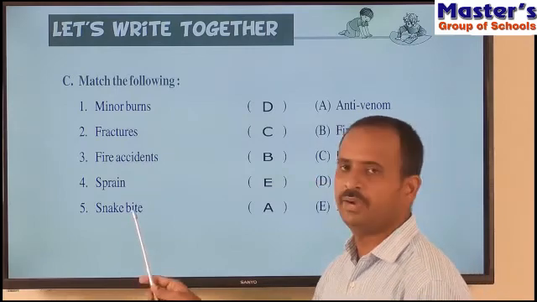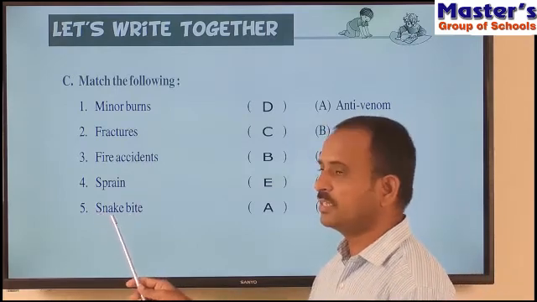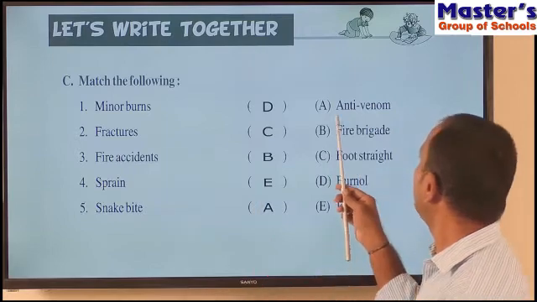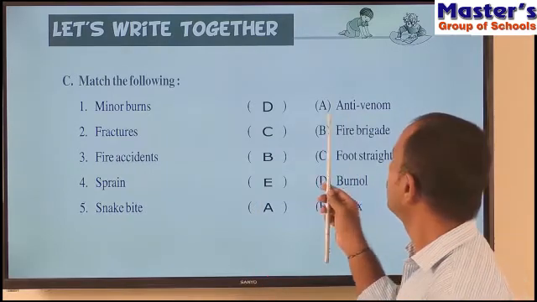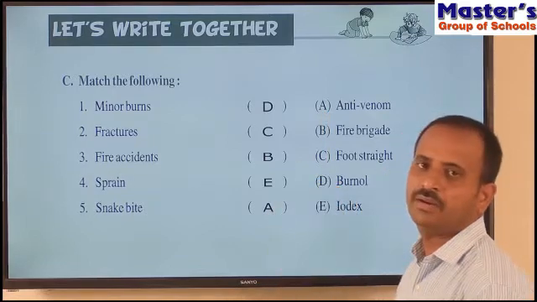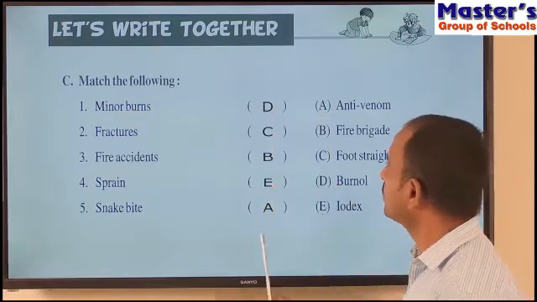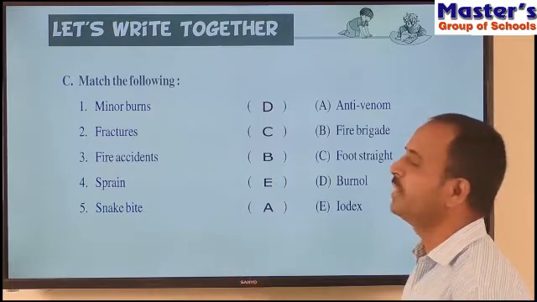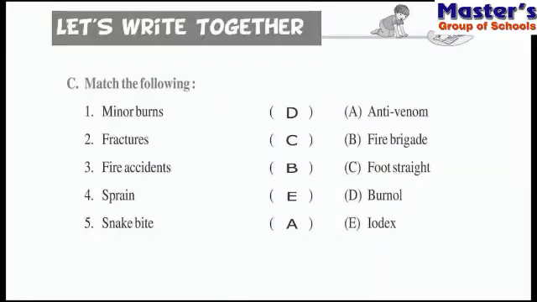The fifth one is the snake bite. And what is the first aid for the snake bite? Antivenom. So antivenom is option A. So write A in the bracket. So children, these are the answers for this matching. So note down this matching in your notebook.